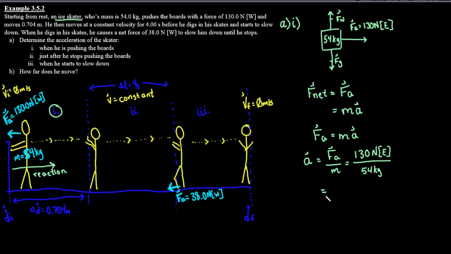And that gives us 2.407 meters per second squared. And remember, that direction is the same as that applied force. So we know that it's moving east. So for part I, the acceleration that he experiences is 2.41 meters per second squared in that east direction.